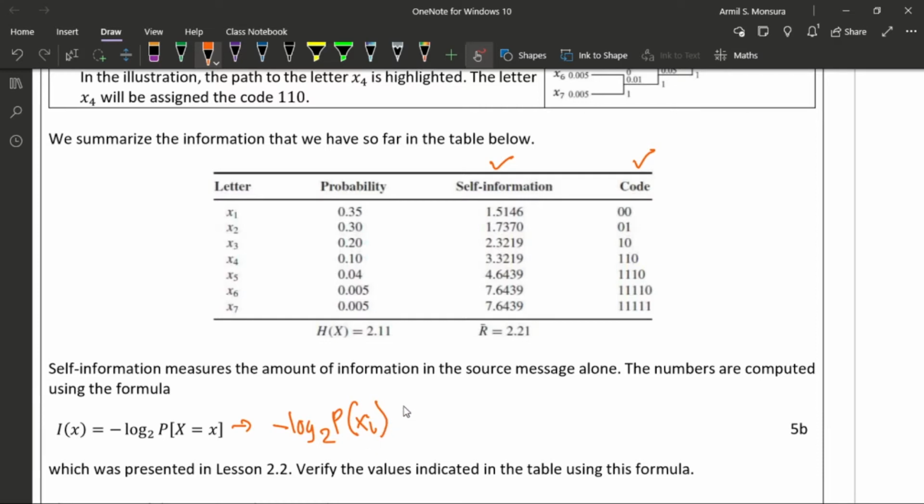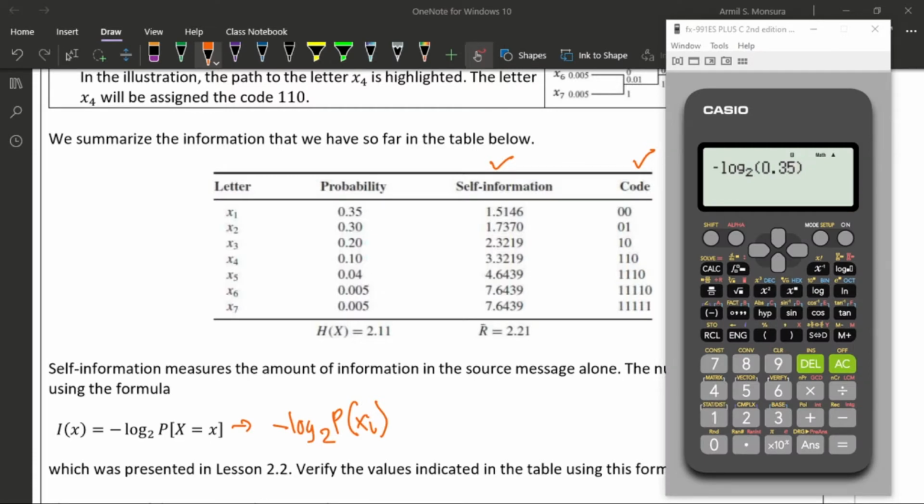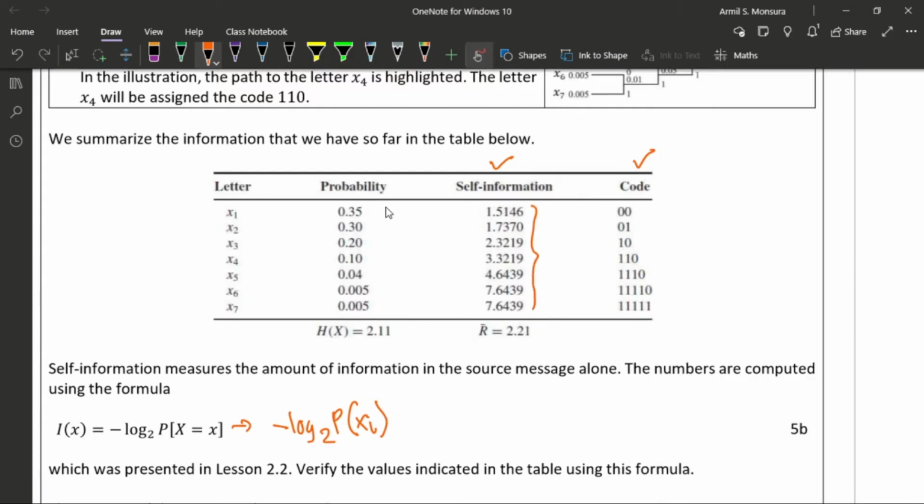So, in this case, for example, yung self-information ng letter X1, which has a probability of 0.35, is computed as yun. So, negative log of 0.35 to the base 2 is 1.5146. So that's the self-information. You can proceed with the others. For example, for X2, we have a probability of 0.3, so ang kanyang self-information is 1.7370. So please verify these values by computing the self-information for each of the letters using this formula.